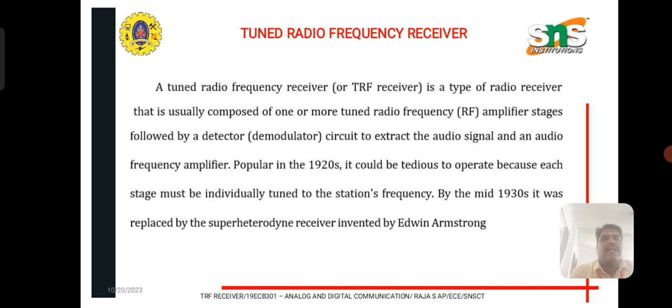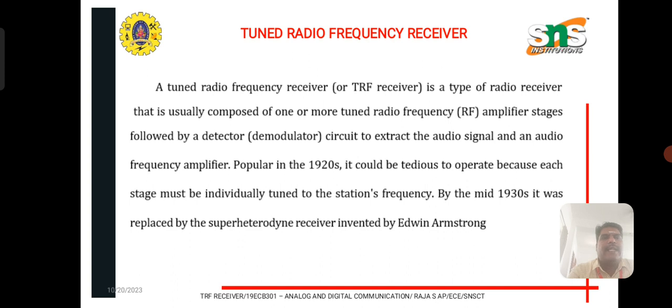In the popular 1920s, it could be tedious to operate because each stage must be individually tuned to the station frequency. For example, in the 1920s, when the government wanted to transmit their signal to the citizens, they had to transmit their signal at a particular frequency. People in individual homes had radio receivers tuned to that particular frequency, so they would hear whatever information the government wanted to send.